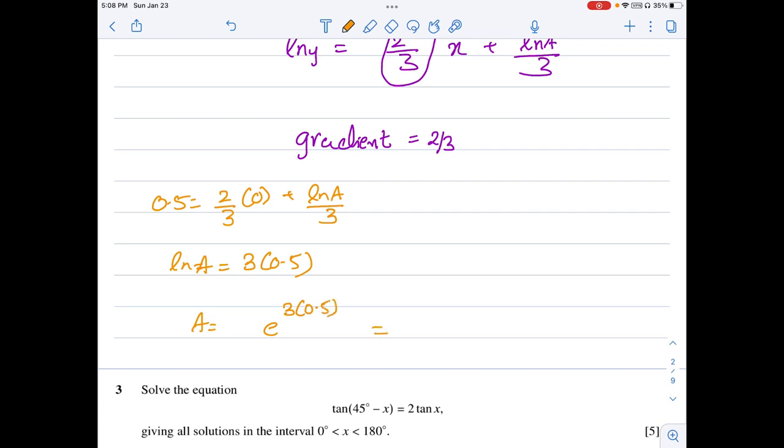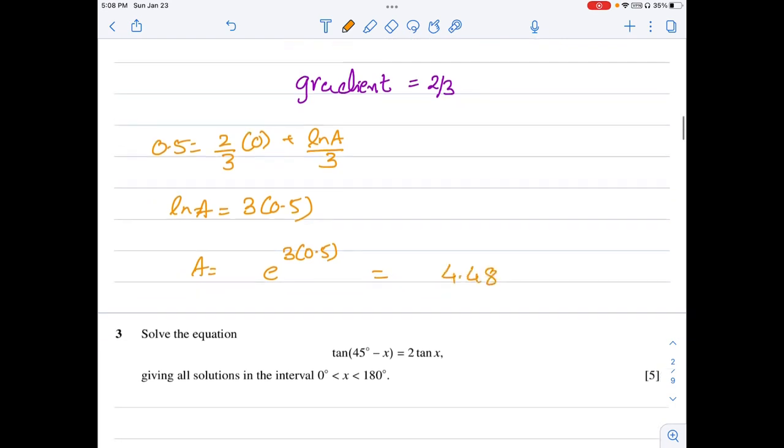So do it by calculator. It should be getting it out. Shift e to the power of 3 times 0.5 is 1.5. In 3 significant figures, 4.48. That's going to be the answer.